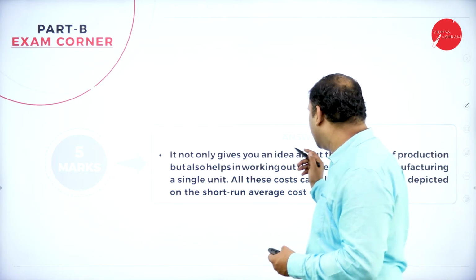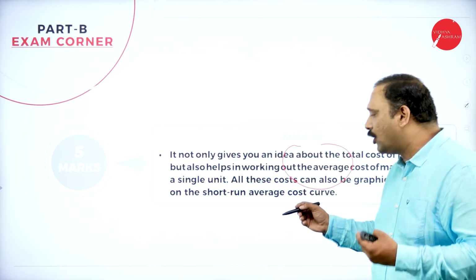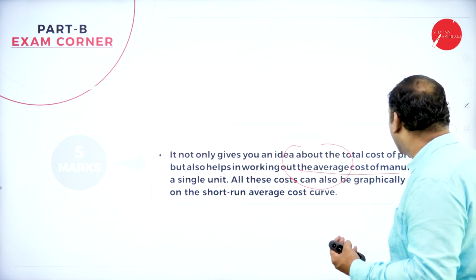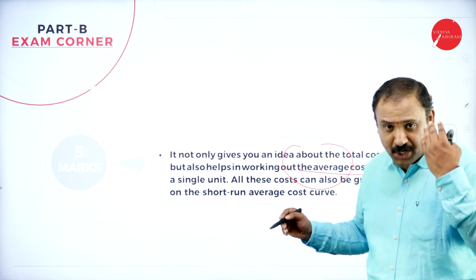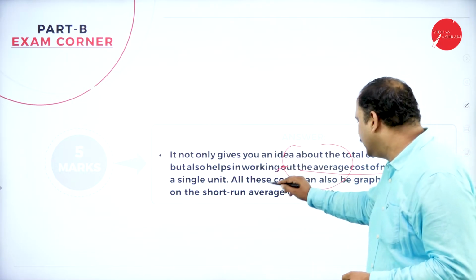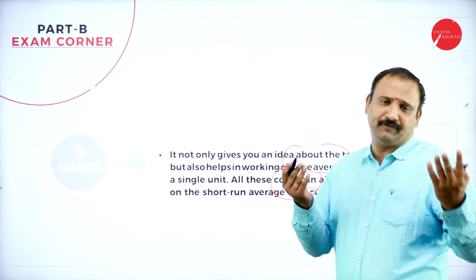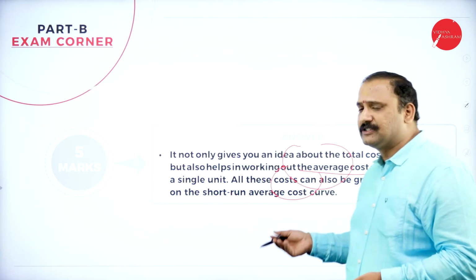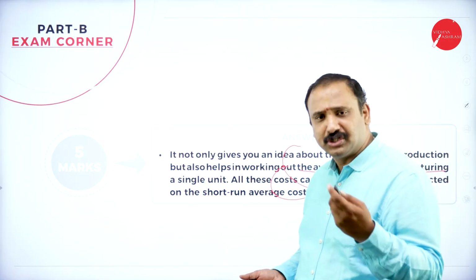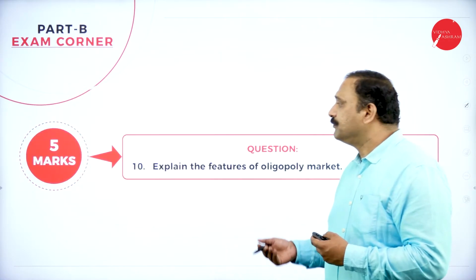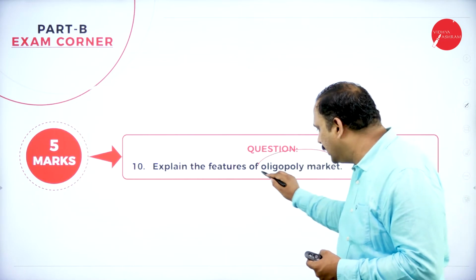Now, it not only gives you an idea about total cost, but it also helps you in terms of working out the average cost of manufacturing, which is very, very important. All these costs can also be graphically shown. If you want, you can draw the graph there, which will help you understand the short-run average cost curve. Now, the next one is, explain the features of oligopoly market.